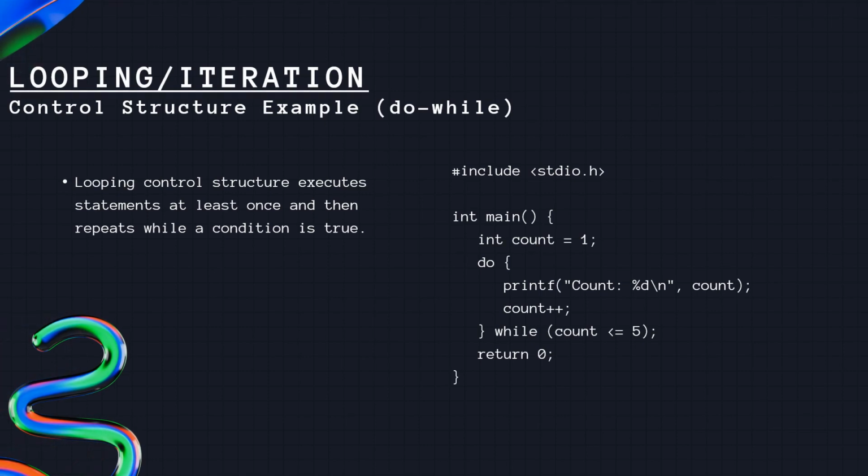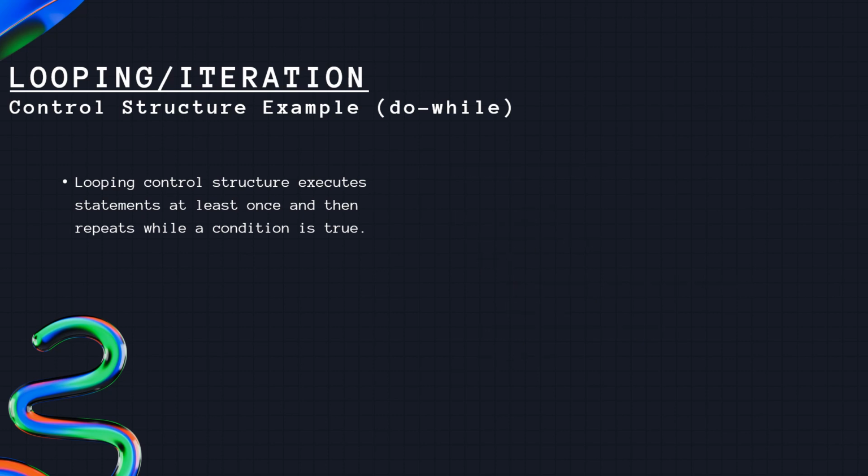Another control structure of the looping type is the do-while control structure, and this executes statements at least once and then repeats while a condition is true. In our example given here, it will first print out the first statement, which is count and then the number. Then it will increase the counter number, and then it will check whether the increased counter number is less than or equal to 5. If so, it will repeat the statements inside the parentheses. But if the count number is more than 5, it is going to go on with the program and end.